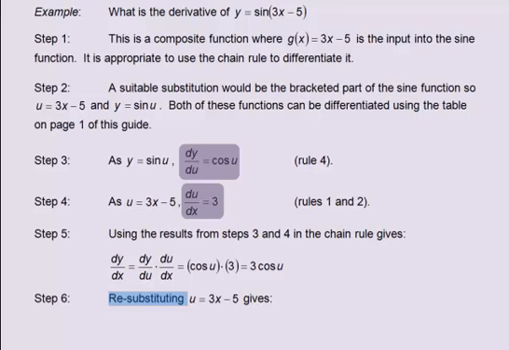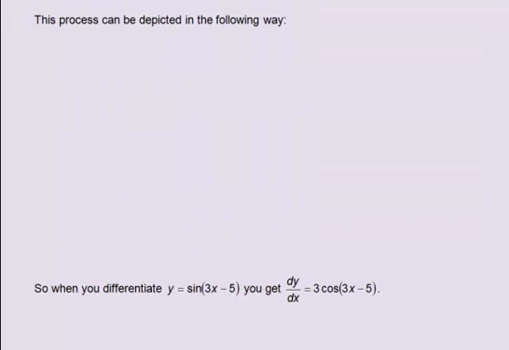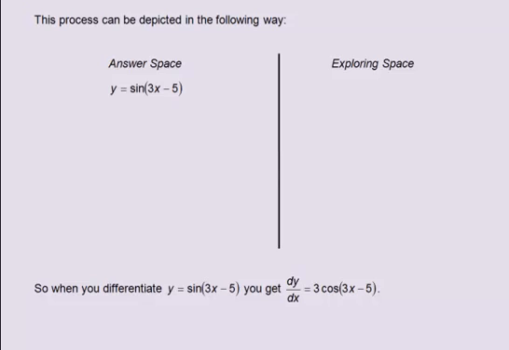Resubstituting u equals 3x minus 5 gives dy by dx equals 3 multiplied by the cosine of 3x minus 5. This process can be depicted in the following way. Question: differentiate y equals sine of 3x minus 5.